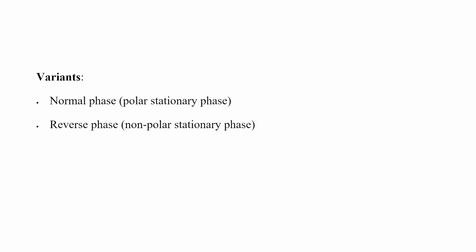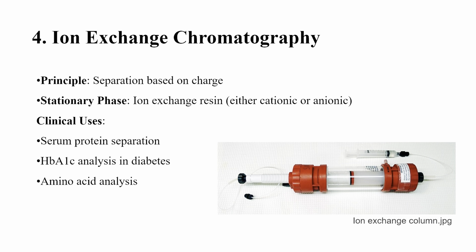It has variants, for example, normal phase and reverse phase. When the stationary phase is polar in nature, it's called normal, and if the stationary phase is non-polar, then we call it reverse phase. Then we have ion exchange chromatography.